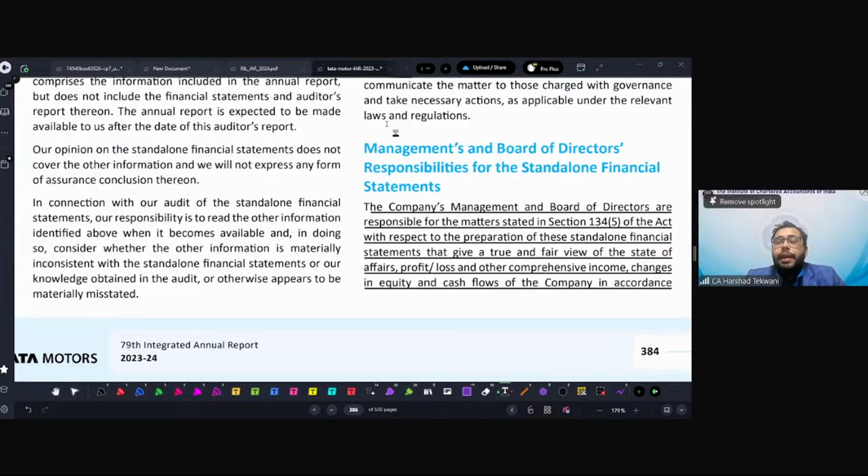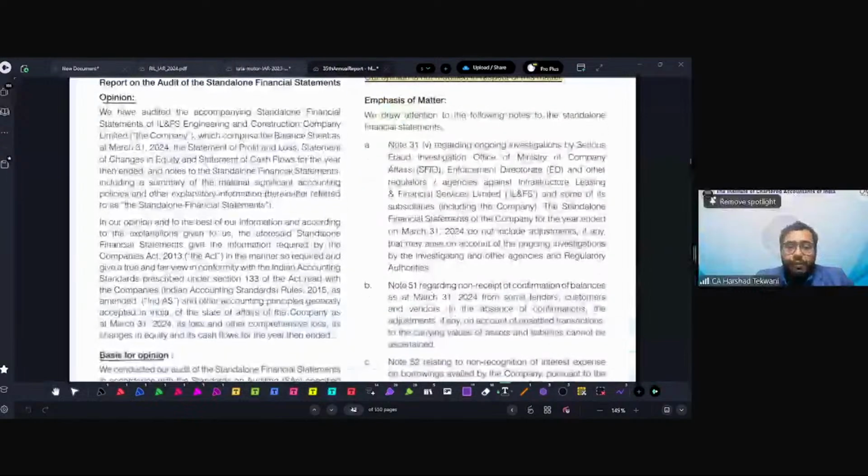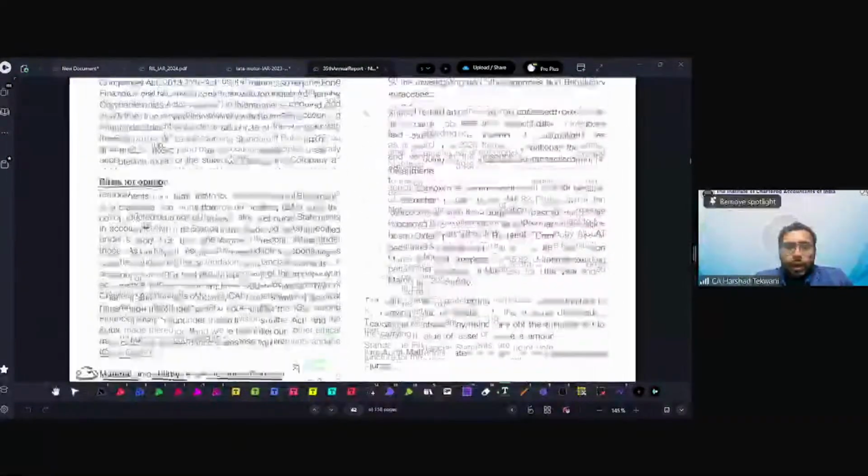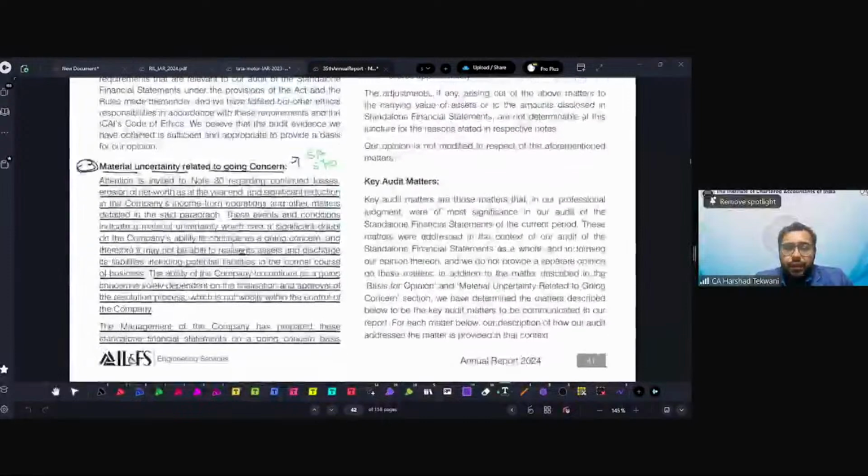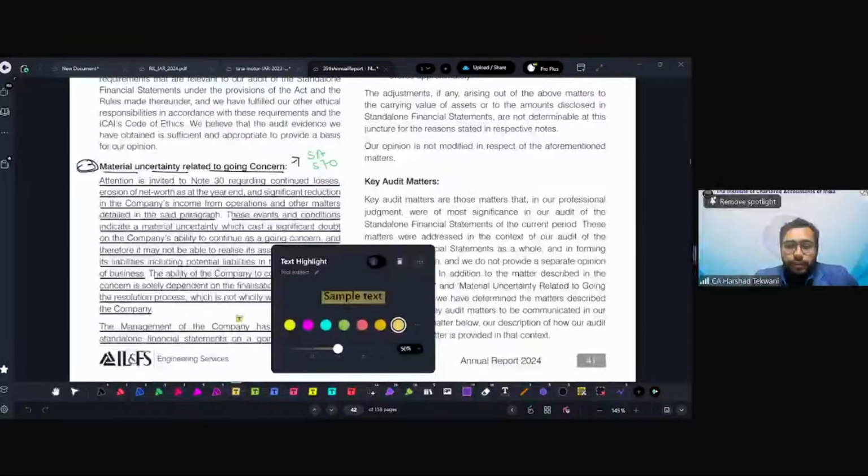So the scenario is, let's say when you are reporting the going concern matter paragraph, let it be a material uncertainty. I'll go back to that particular report. Yes. When I am using this particular paragraph, material uncertainty related to going concern, what I'm doing is I am inviting the attention of the reader.